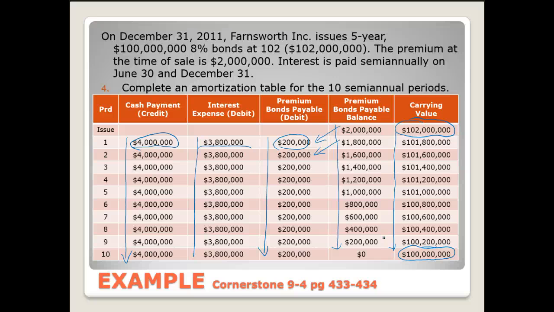So while this is very similar to the discount bond, if you recall, the discount bond, the carrying value kept growing until it hit the face value. In this case, in a premium bond example, the carrying value keeps falling until it hits the face value.